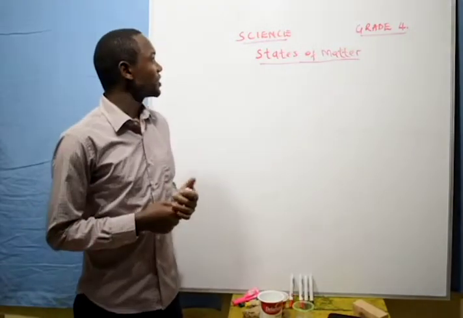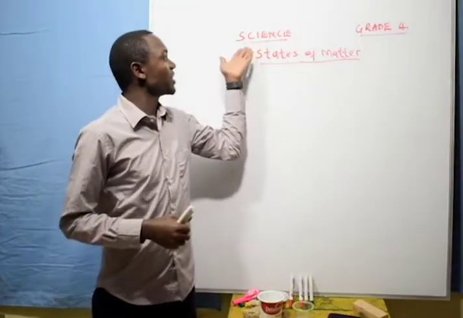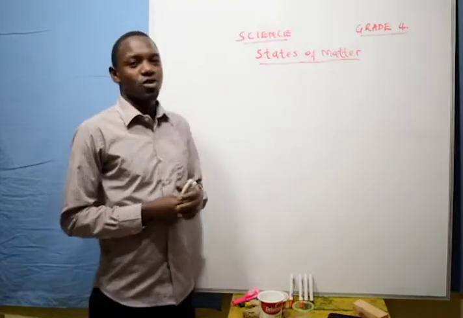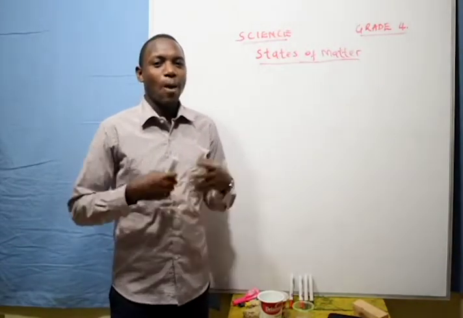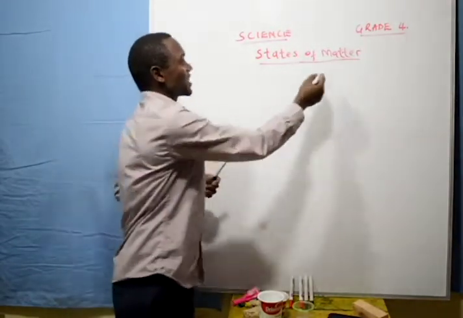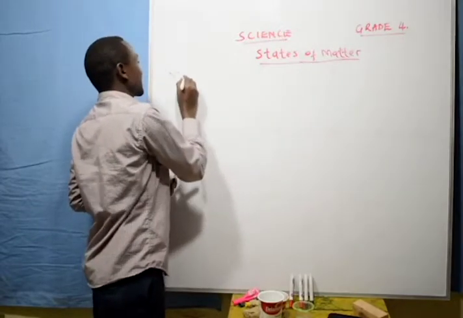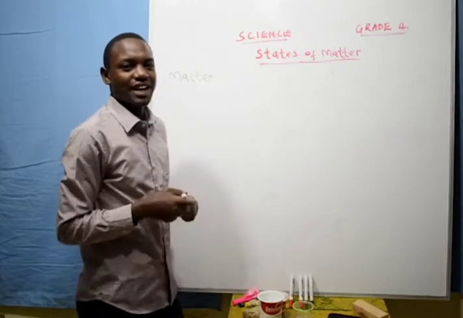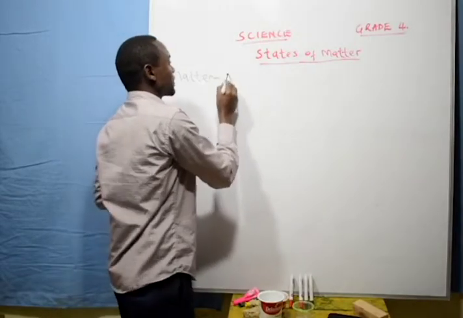Welcome to today's lesson. Today we are going through a science and technology lesson on states of matter. Now, let's start by defining the term matter. What is matter? We say matter is anything that has mass and occupies space.